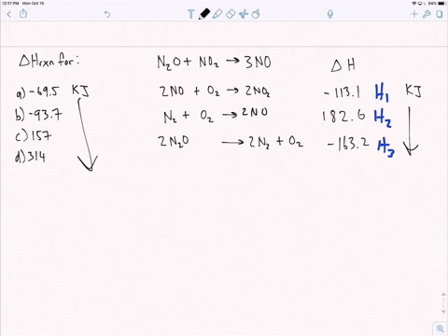So where do you start? You put all of the N2Os and NO2s on the left, and you put all of the NOs on the right. If they're already there, you don't have to rewrite the equation. Then you have to figure out what numbers you need to multiply them by.